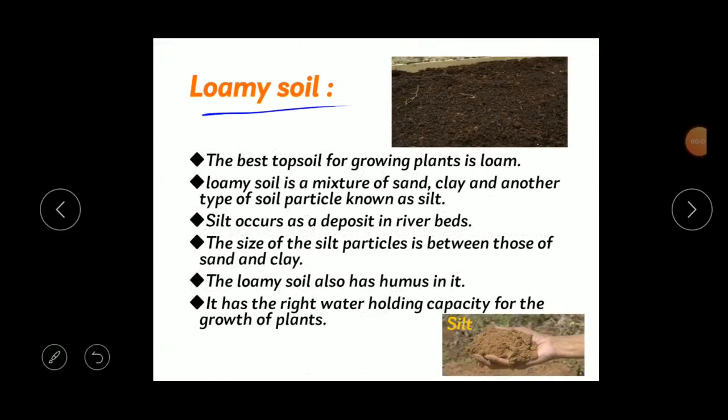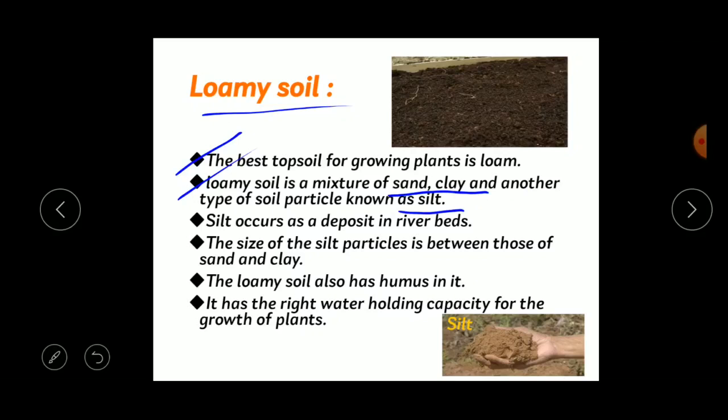Loamy soil. The best topsoil for growing plants is loam. Why? Because loamy soil is a mixture of sand, clay and another type of soil particle known as silt. So loamy soil is a mixture of sand, clay, and the small other particles known as silt. This loamy soil consists of sand, clay, and even silt.